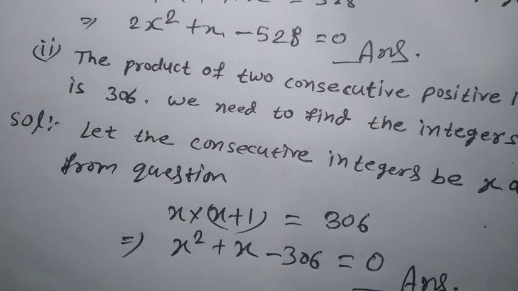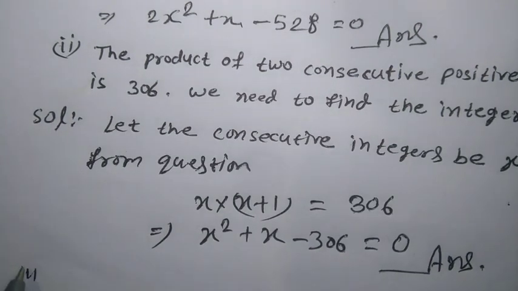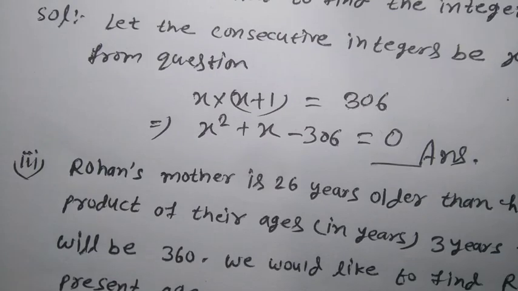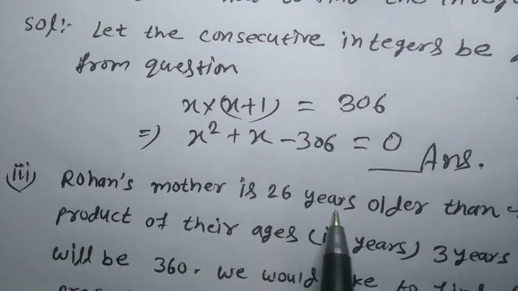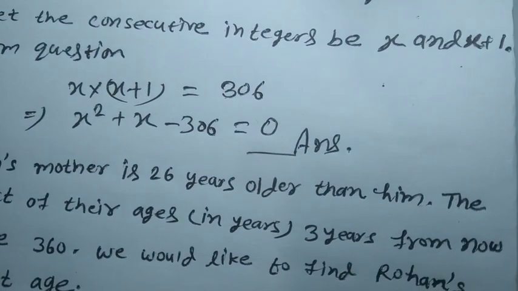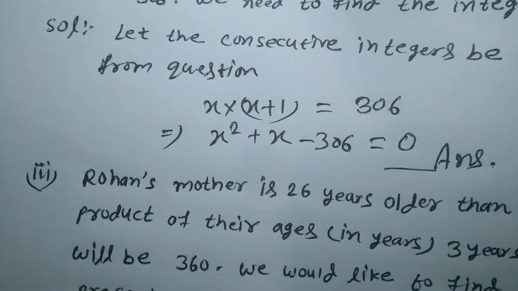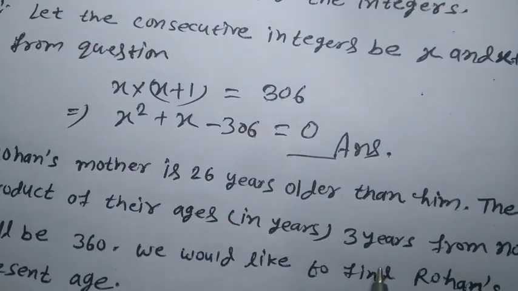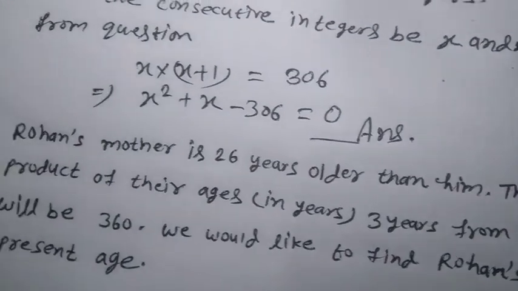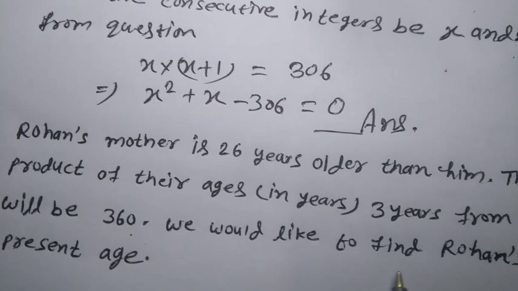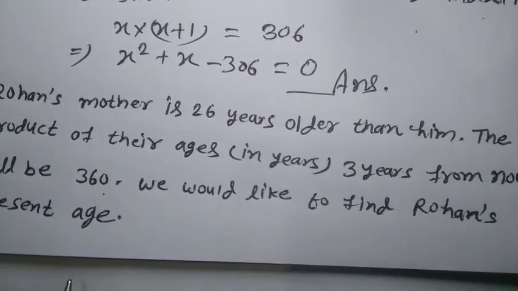Okay. Now question number 3. The third question is Rohan's mother is 26 years older than him. The product of their ages in years 3 years from now will be 360. We would like to find Rohan's present age.